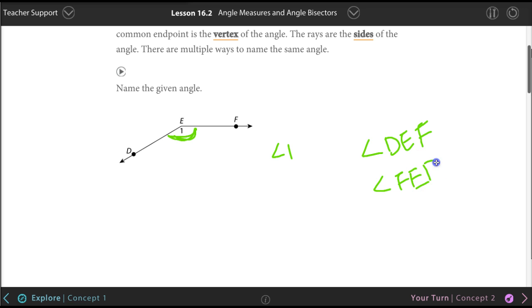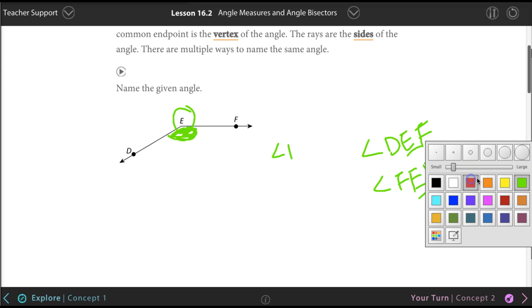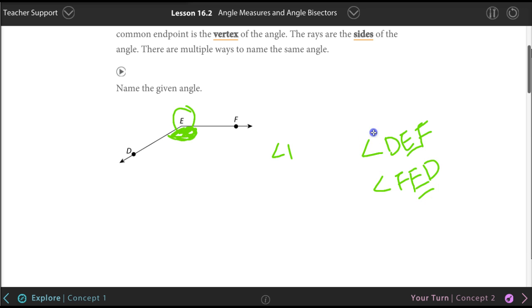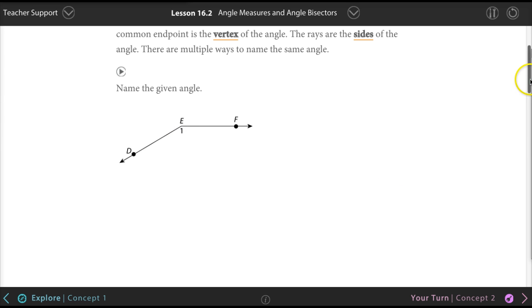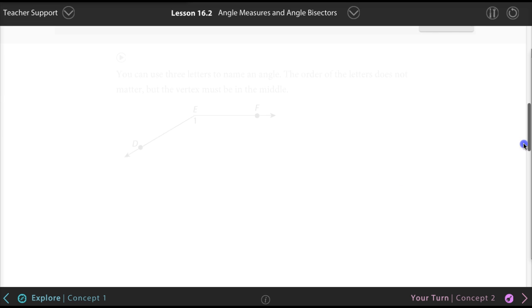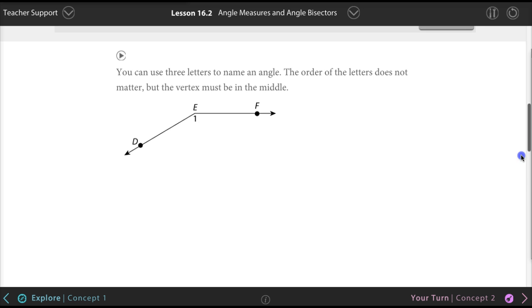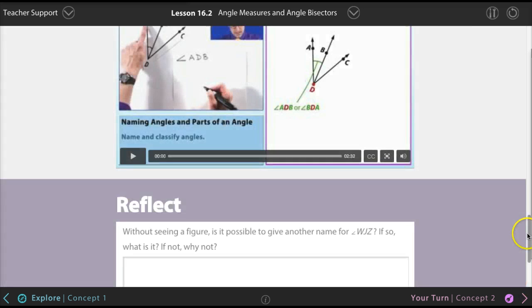But what is the most important thing that you have to remember? If you're talking about this angle right here, you got to remember to keep the letter E in the middle. And that's all you have to know. Oh, Miss Choi, do we have to always put the symbol right here? Yes. Okay? Yes. And so that's the only thing you had to know for this section. And so you can finish this off.